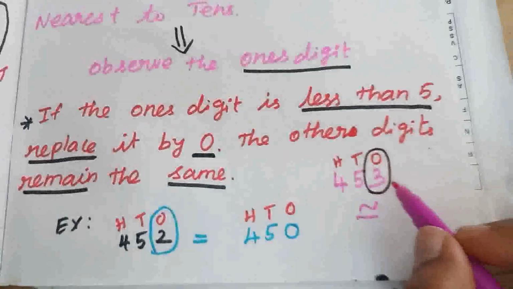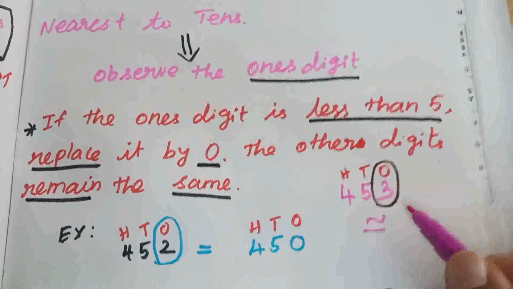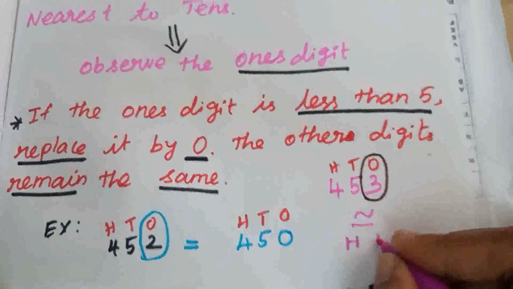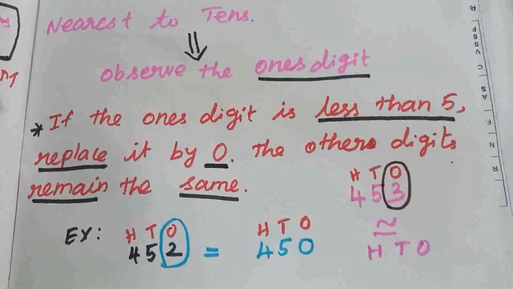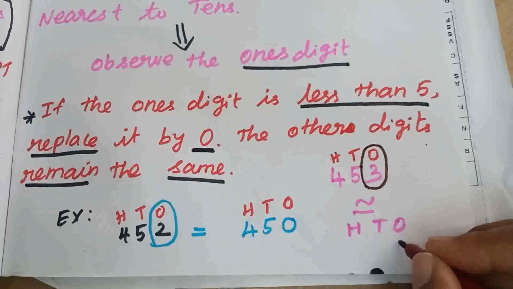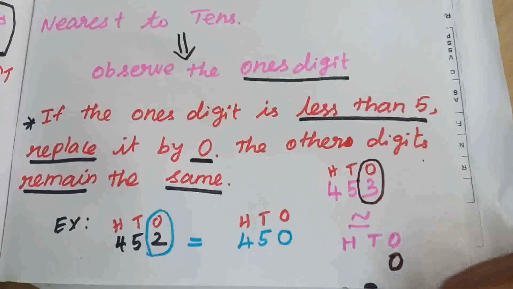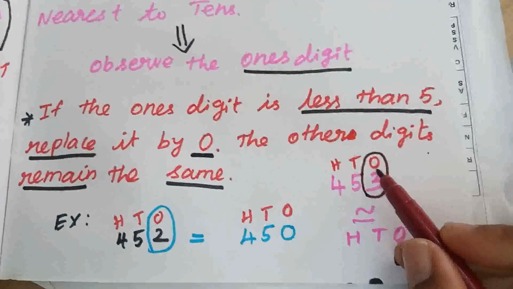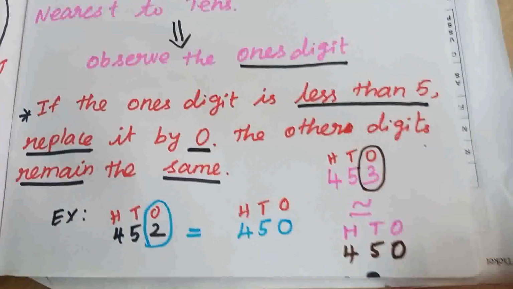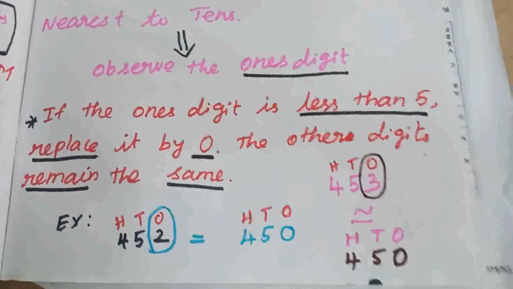If the ones digit is less than 5, you have to replace it by 0 in which place? Ones place. Replace it by 0 in the ones place. The remaining numbers you write as it is. So tens place 5, hundreds place 4. Do you have any doubts? Okay, super.